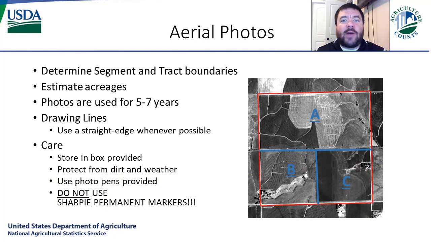Now we'll move on to talk about the larger aerial photos. The segment will be outlined in a thick red line, which is the segment boundary. Every piece of land inside that boundary will need to be accounted for. As you complete your interviews, draw off and label tract letters as needed using the photo pens provided by your regional field office. Under no circumstances are you to use Sharpie permanent markers. Regional offices will provide storage boxes for protecting aerial photos from damage.